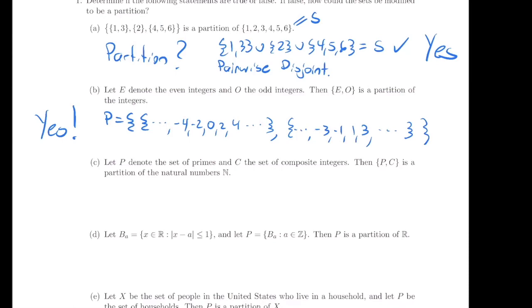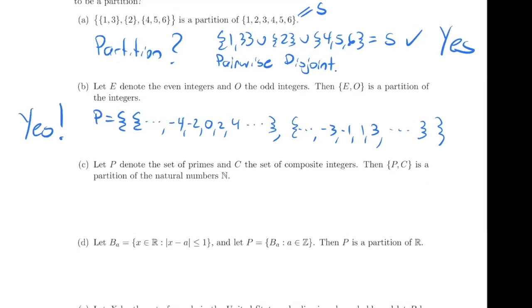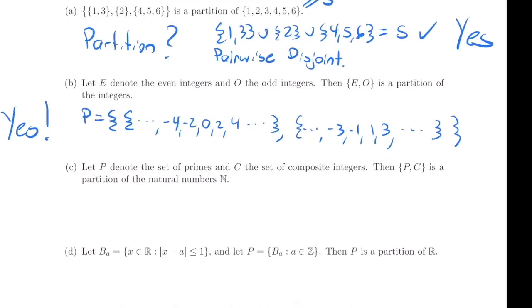Okay, let's take a look at one more example of this. Let me relaunch it. So do you think this is a partition of the natural numbers or not? Here we've got primes and composites, and we want to know: can we partition the natural numbers into primes and composites? Someone chatted in that they wanted to change their vote from a no to a yes.